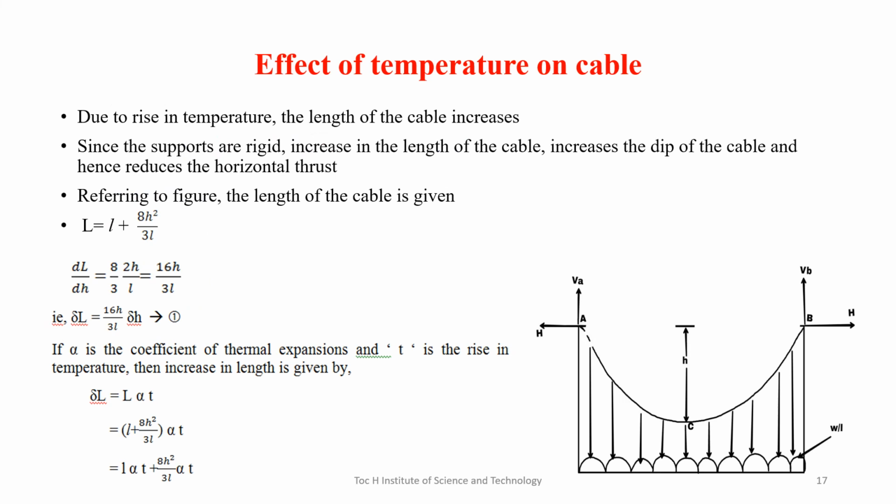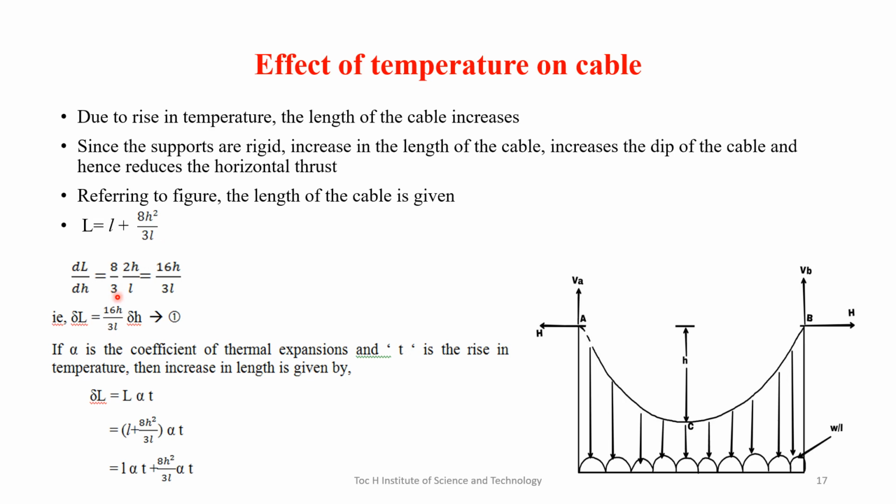Now we have to study the effect of temperature on cable. So as we already know, if a cable is subjected to some temperature rise, the length of the cable increases. Since the supports are rigid, the increase in the length of the cable increases the dip of the cable and hence reduces the horizontal thrust. Okay, so referring to the figure, the length of the cable is given as capital L is equal to small l plus 8h square divided by 3l.